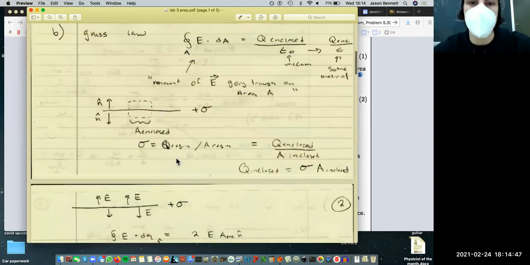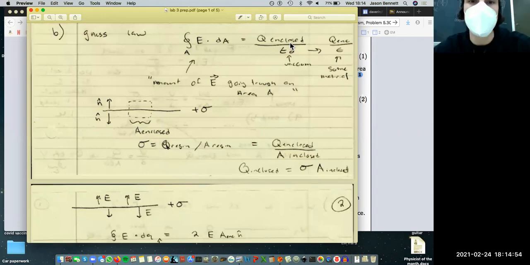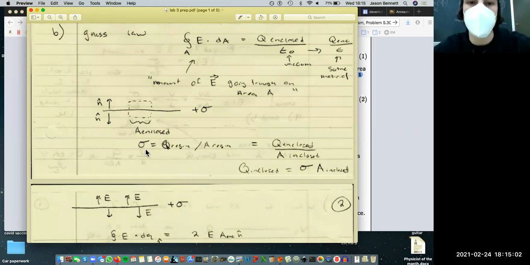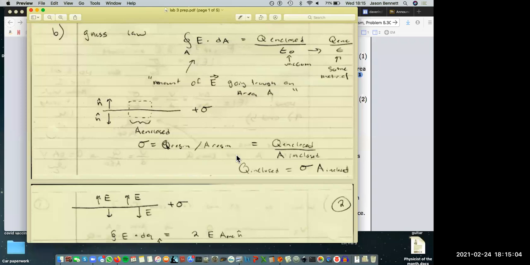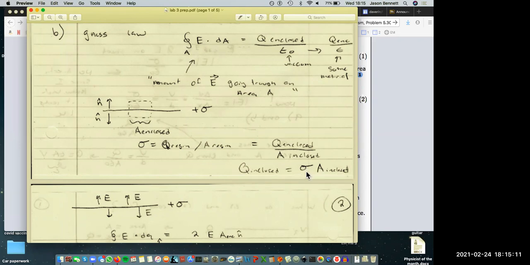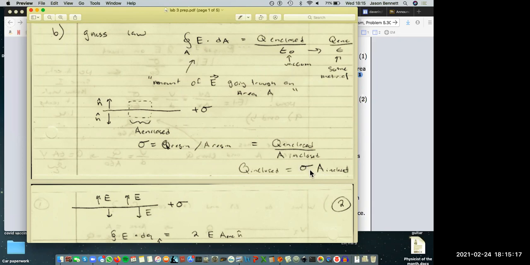Sorry, I skipped this part down at the bottom. Q enclosed, I can determine based on my sigma, the charge density. If I want my Gaussian surface to have an area, I'll call it A enclosed, the charge enclosed on that is multiplying it by the density. So if you have the area and the density is a unit of charge over area, then the Q enclosed is multiplying those two, right? This is charge over area, this is area, so that gives me the charge.